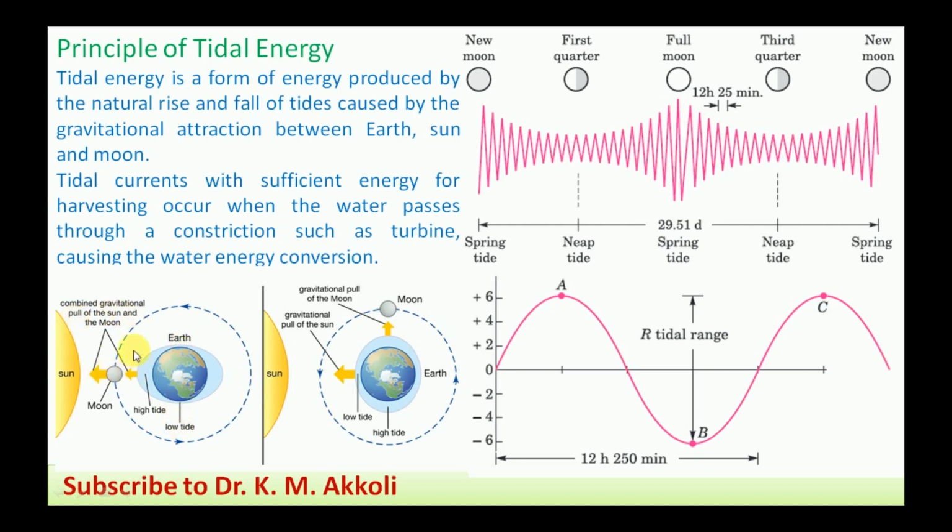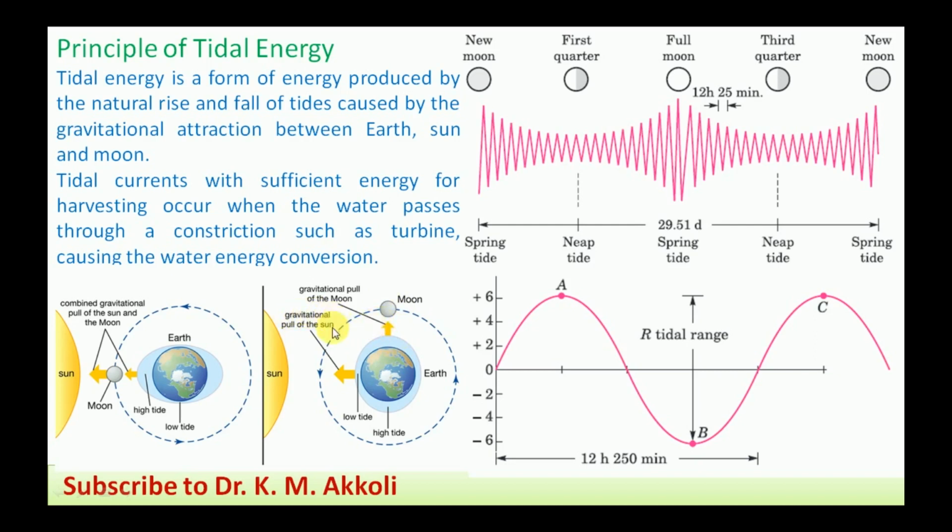Here is the combined gravitational pull of the sun and the moon. Sometimes both come in line, and sometimes only the moon comes in front, and some rise takes place. That also we can explain here. Here the earth is there, and the moon is in front of it. Due to the attraction between the moon and the earth, the rise takes place. When the sun also comes in line, the tides will be more, and we get more height.